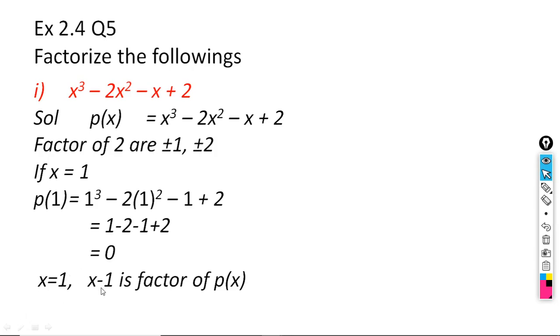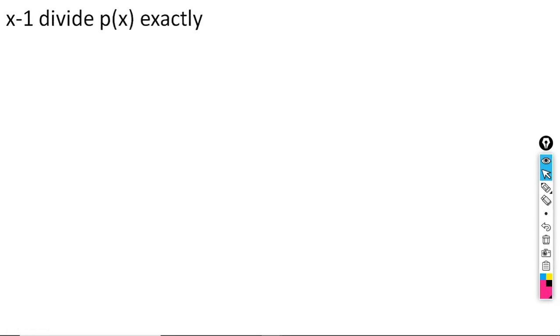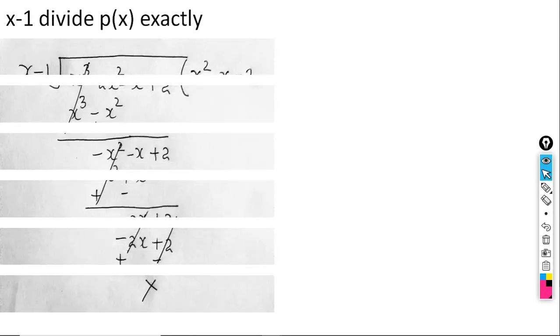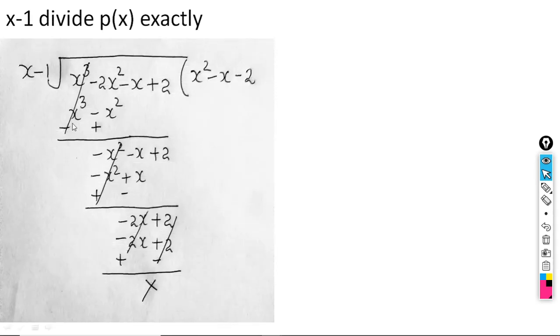It means, shifting 1 to the left hand side, you get x minus 1. x minus 1 is a factor of p of x. This is from the factor theorem. In the second step, this x minus 1 will divide p of x exactly. We will perform the division.